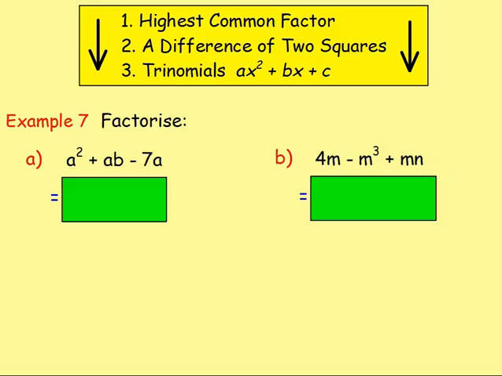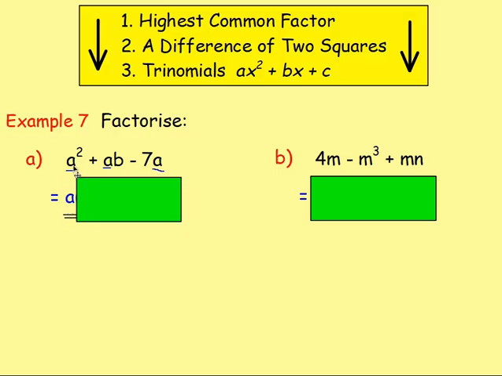Excellent. Next one, example 7. Factorise a squared add ab, take away 7a. There's no number to take out, but I've noticed straight away you've got a's there, and a's there. You do. So what could you do? Take it out as a common factor. Good. Before we get to that, is there anything else you can take out as a common factor? No, there's a b here, but you don't have b's there. Number-wise, you've got 7, but you don't have numbers here. So yes, it is just a.